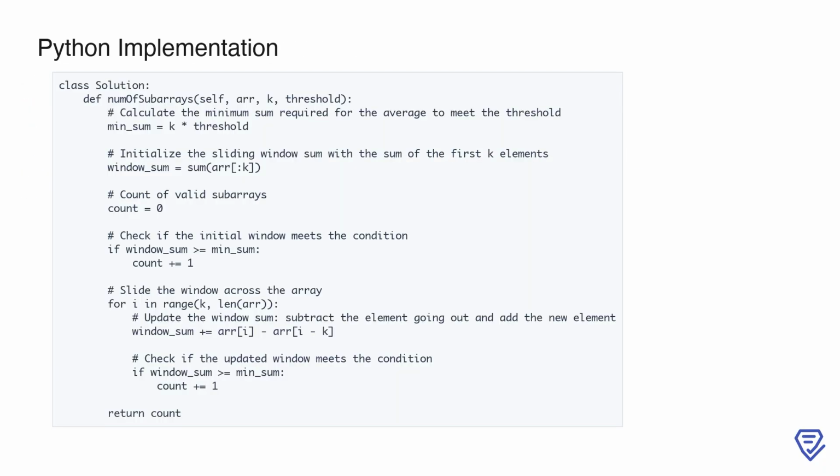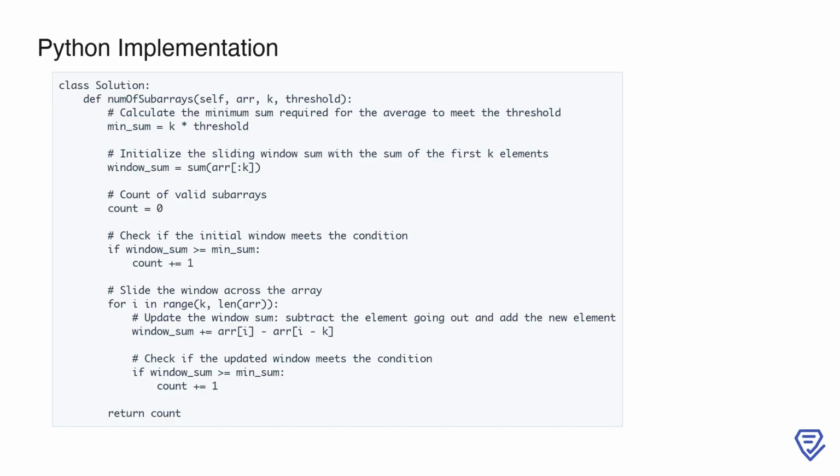This solution implements the sliding window technique to efficiently count subarrays of size k with an average greater than or equal to the threshold. First, the minimum sum required for a valid average is calculated as k * threshold. This ensures that we can directly compare subarray sums to this value without needing to calculate averages repeatedly. Next, the sum of the first k elements is calculated and stored in window_sum. This represents the sum of the first window.